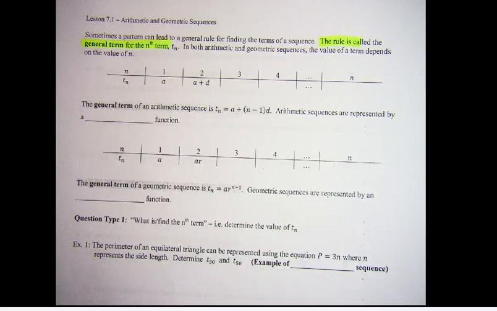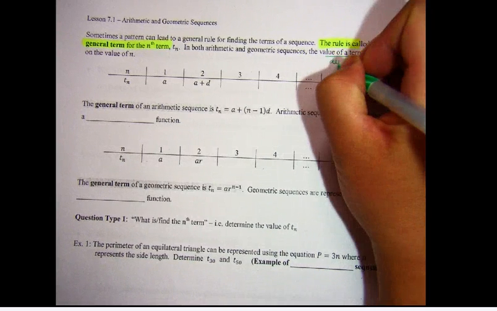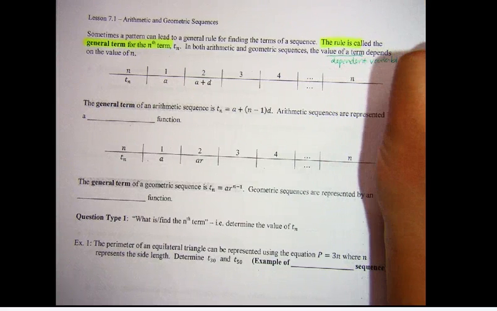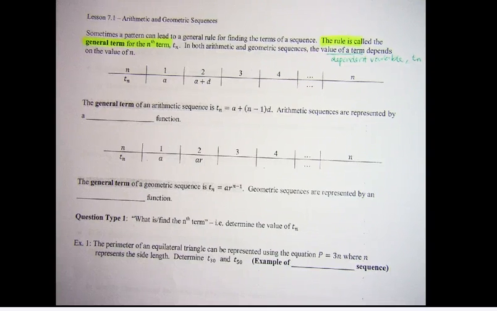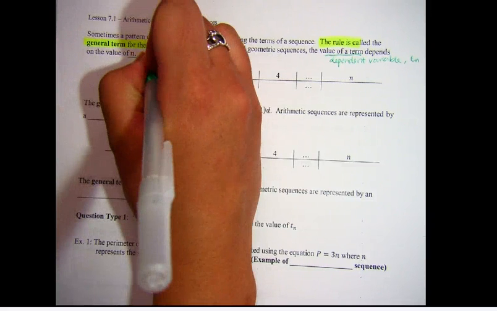In both arithmetic and geometric sequences, the value of a term depends on the value of n. So if we were to talk about it in terms of functions, the value of a term would be the dependent variable, which is denoted as t subscript n. And the value of n, the term number, would be the independent variable.